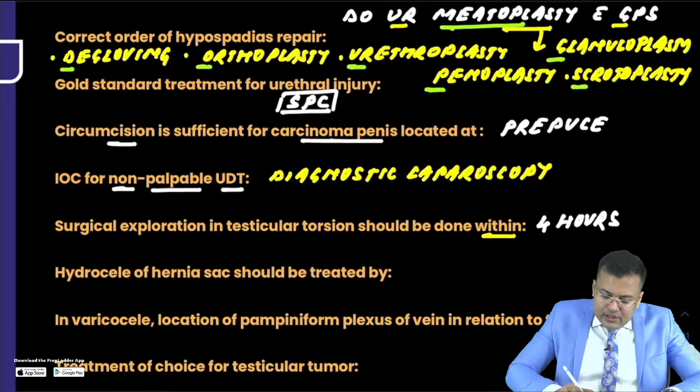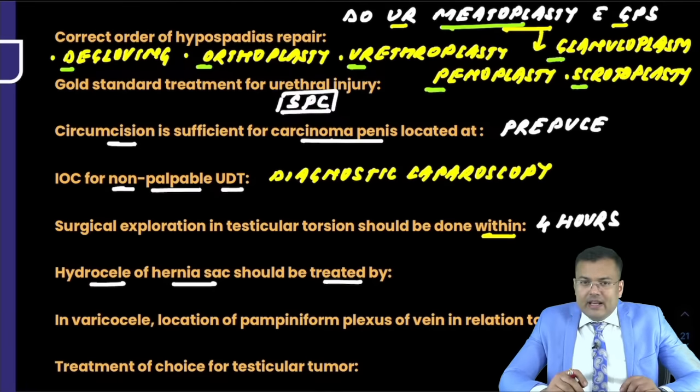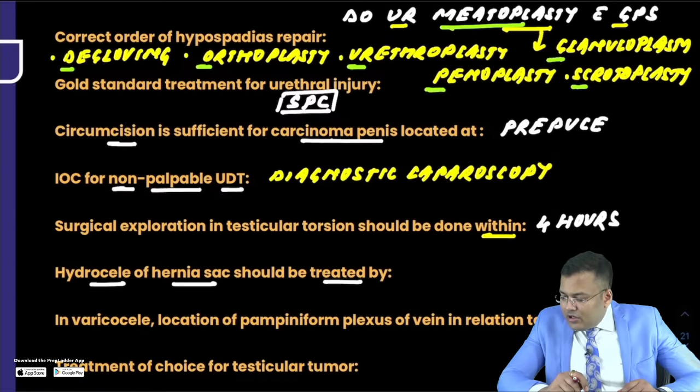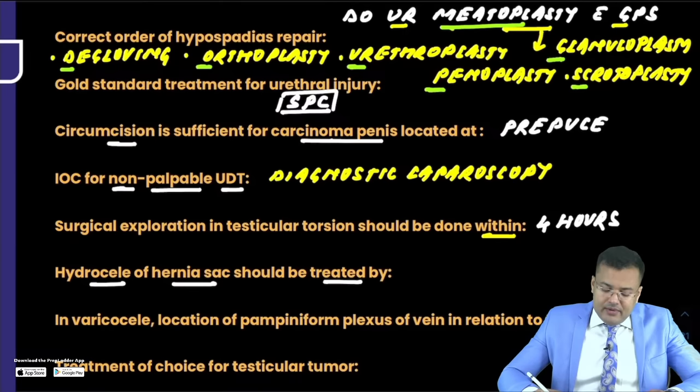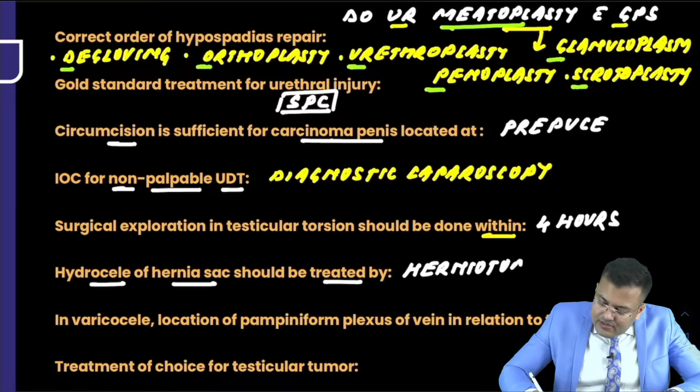Next, hydrocele of hernia sac should be treated by, let me see who is the genius over here. This was asked in AIIMS only. Hydrocele of hernia sac, tell me what is the treatment. Yes, Ashik Mushtaq. Very good. First person to reply. It is herniotomy. Because in hernia sac, there is fluid collection. So, it is treated by herniotomy.